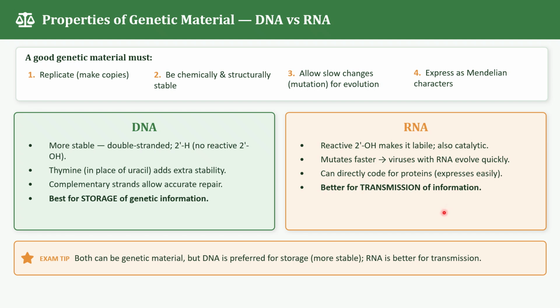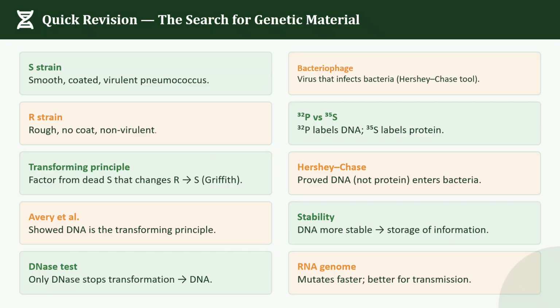Yes. So let's move on to the next part. Let's have a quick revision: the search for genetic material. Griffith discovered transformation but did not identify the molecule. Avery, MacLeod and McCarty showed DNA is the transforming principle using DNase. Hershey and Chase proved DNA enters bacteria while protein remains outside. DNA is more stable than RNA and is therefore the primary genetic material. And RNA acts as a genetic material only in some viruses and it plays a major role in protein synthesis.